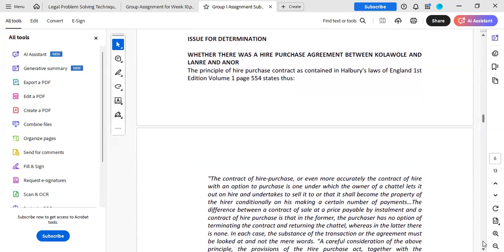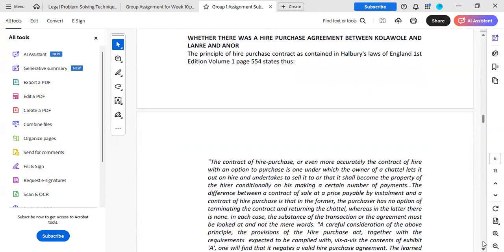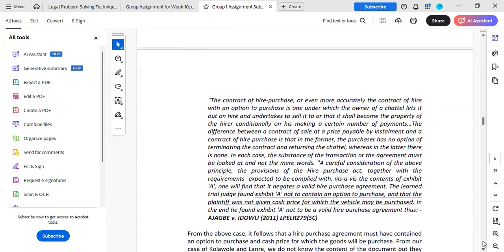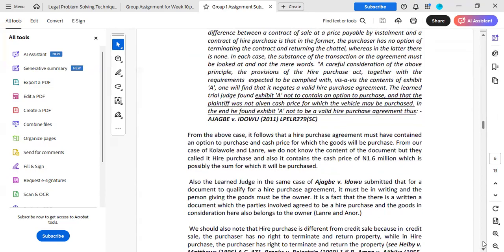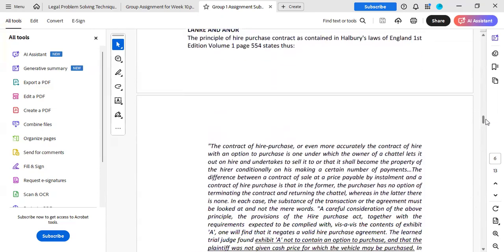Okay, the principle of hire purchase is contained in all the laws of England, so it defines it under the issues. Each of the case studies that we talked about is being addressed here. So the first issue is whether there was a hire purchase agreement between Kola Wole, Lanre, and another. Once you raise it, you have the principle of law being there. Then from there, you elaborate on that principle because everything is happening simultaneously.